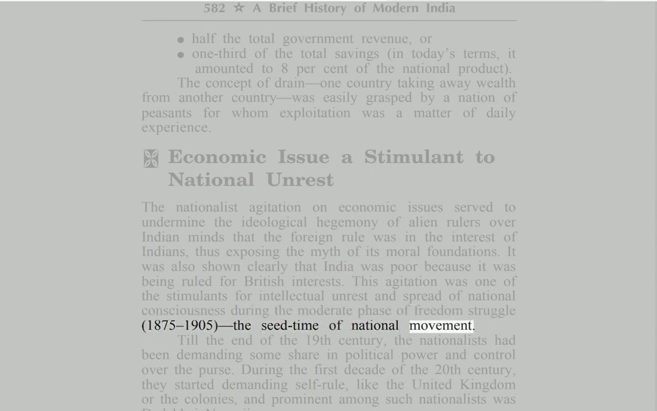Till the end of the 19th century, the nationalists had been demanding some share in political power and control over the purse. During the first decade of the 20th century, they started demanding self-rule, like the United Kingdom or the colonies, and prominent among such nationalists was Dadabhai Naoroji.